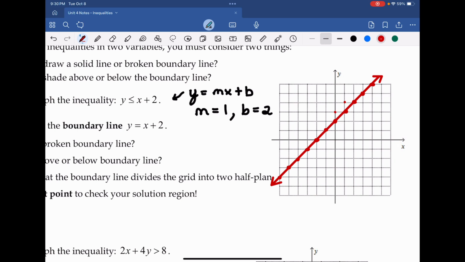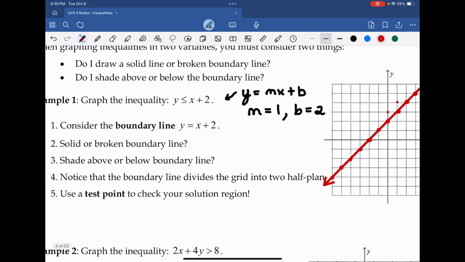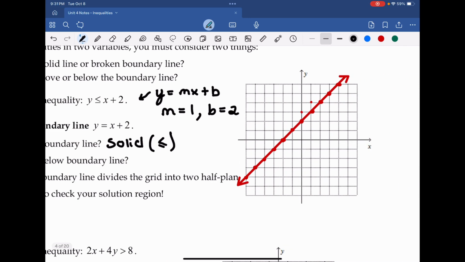And now we want to talk about it having a shading above the line or below the line. Well, to consider where this boundary line, if it's solid or broken, first and foremost, let's just answer that question. It is solid, and in brackets, I'm just going to put y. It is the less than or equal to that made it solid. Do we shade above or below? Well, because it's all the y values that are less than this line, we're going to shade everywhere below.